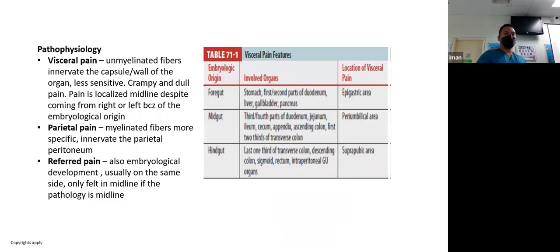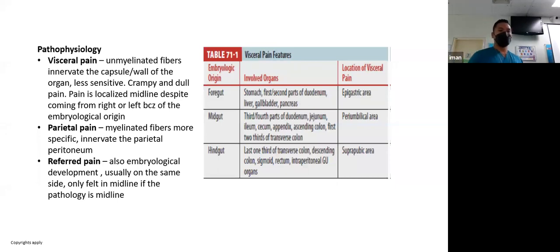Okay. So we'll go to a summary of the pathophysiology of pain. In general, we have 3 kinds of pain: visceral pain, parietal pain, and also referred pain, which can confuse us as to the origin of the pain. Visceral pain is from unmyelinated fibers innervating the capsule or the wall of an organ, which is less sensitive. Usually the character of the pain is crampy and dull, and the pain is localized midline despite coming from right or left because of the embryonic origin.